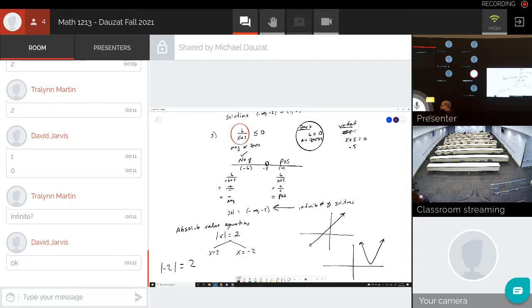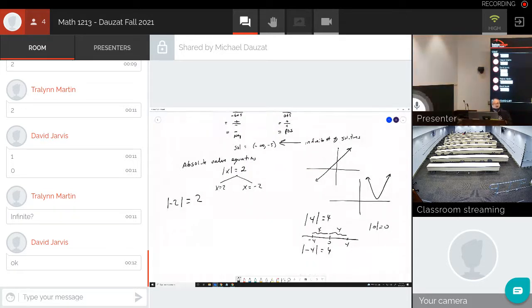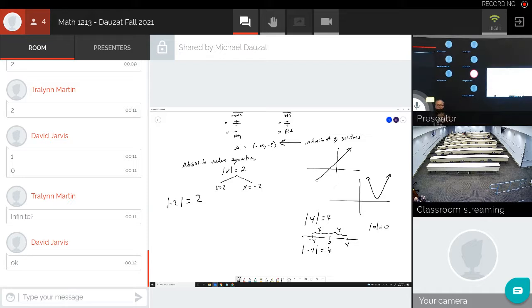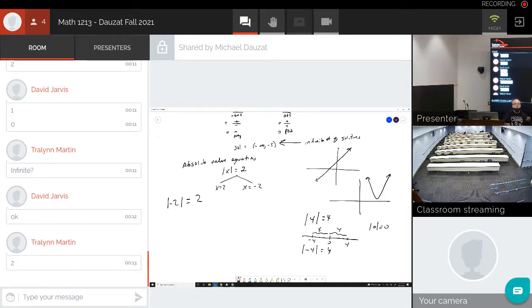But when we get to the absolute value equation, there's a finite number, infinite versus finite. Finite means you can count. Okay? So how many solutions are there in this absolute value equation? 2. I can list them. And I did. What are they? 2 and negative 2. That's a finite number. I can list them. I can count how many there are.